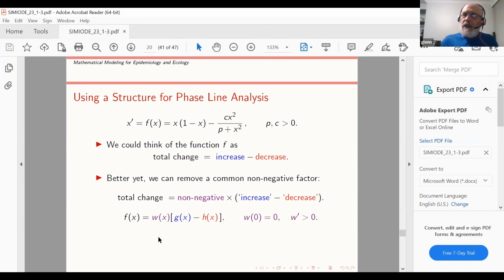So structurally, symbolically, f of x is now being factored into w of x times g of x minus h of x, and I want to choose w so that it's 0 when x is 0 and positive otherwise. And the reason I'm doing that is that now I don't need to think much about w. Equilibria will have g equal h, or they'll have w equals 0, but w equals 0 simply means x equals 0. So I just have to make sure I remember that x equals 0 is an equilibrium, even though g is not equal to h there. And to determine whether x is increasing or not, I don't need to worry about w because it's never negative.